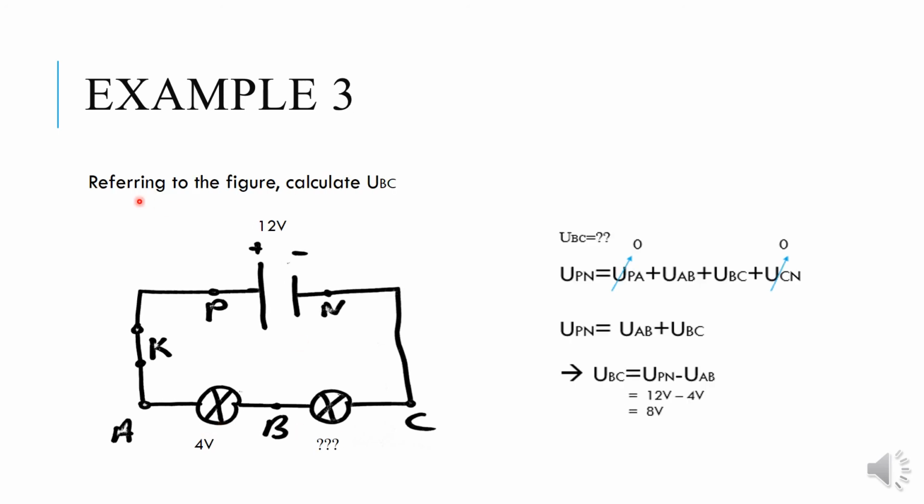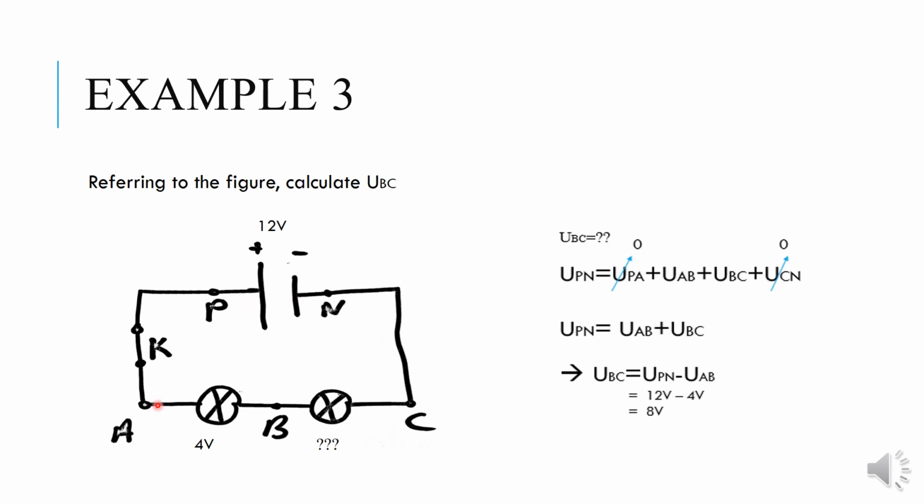Example 3, referring to the figure, calculate UBC. I have to calculate the voltage across these 2 points. We have the second lamp here. UPN is given, UAB is given. We just apply the law of addition of voltages to get the answer. So UPN equals UPA plus UAB plus UBC plus UCN. Again, I just followed the points in the circuit.